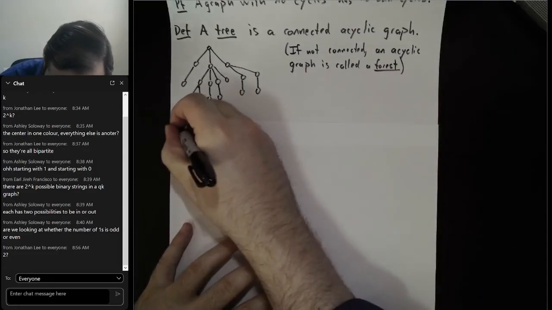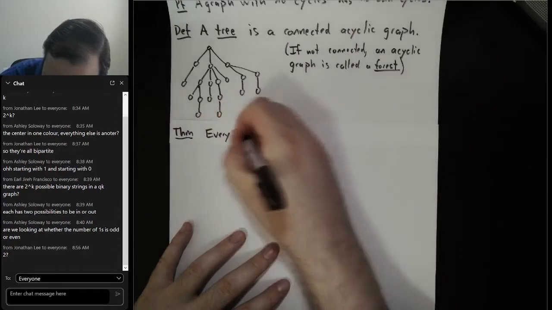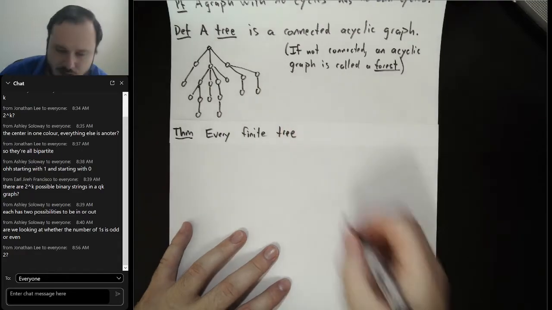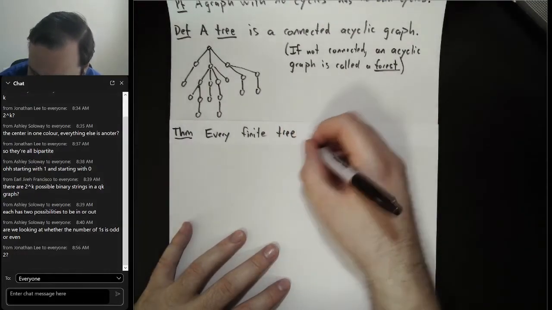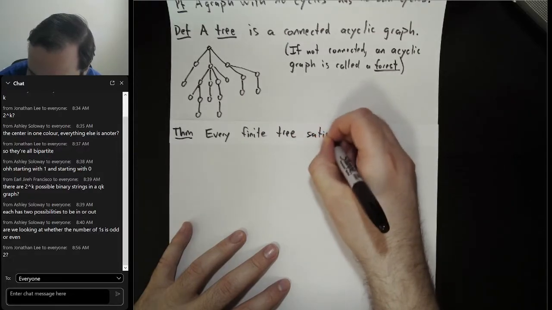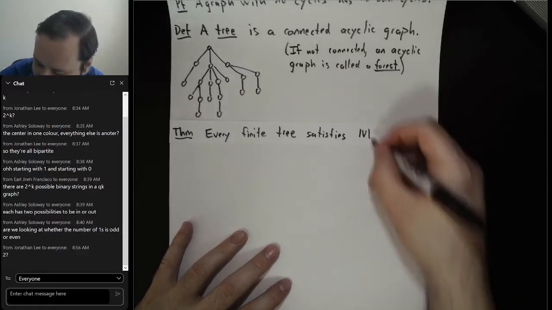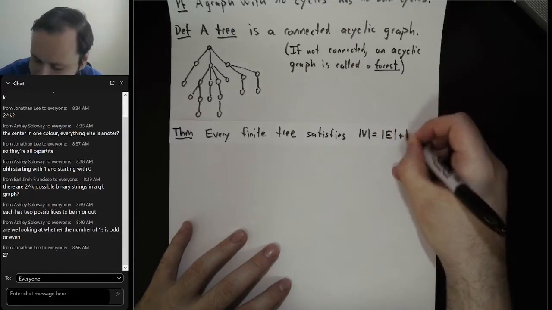So theorem. Every finite tree, which is really the only type of tree we're going to talk about in this class, but it's important for this theorem to be true, satisfies the number of vertices in the tree is one more than the number of edges in the tree.